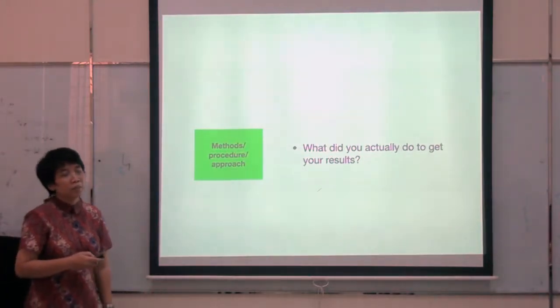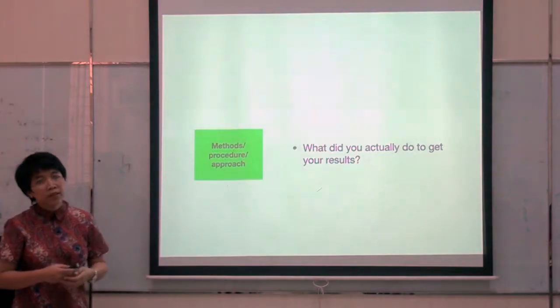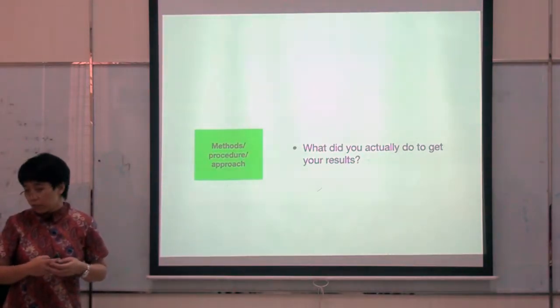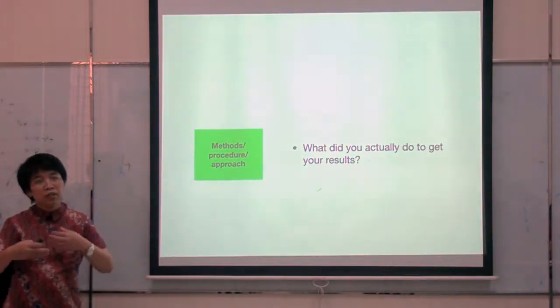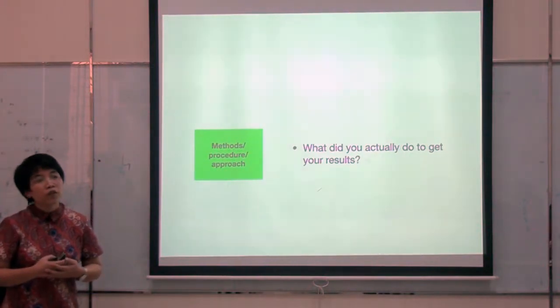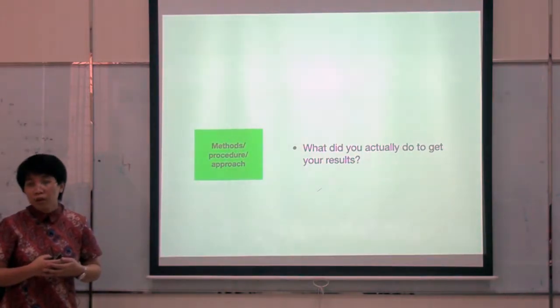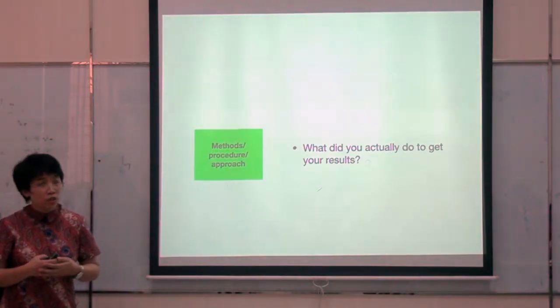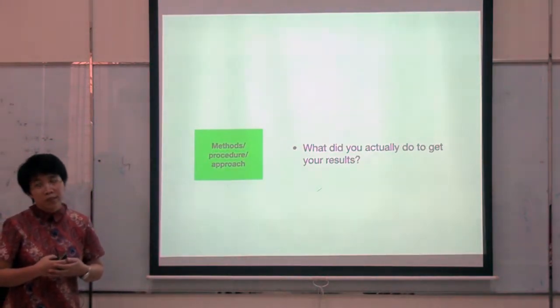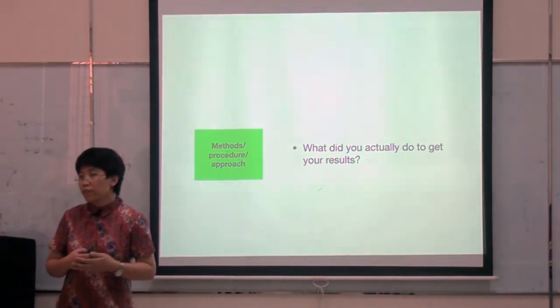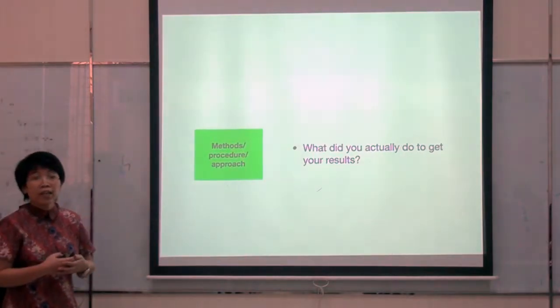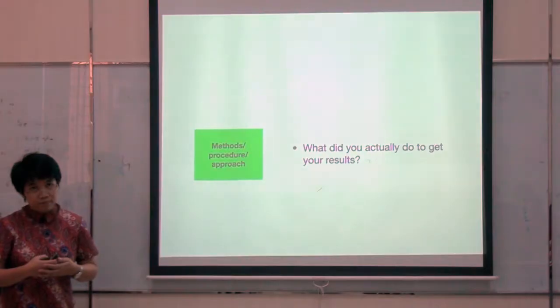The second one, the methods component. The methods represent the procedures that we had taken in conducting the research. So in the methods, we describe, for instance, what the data collection strategy was, what the sampling was, how many participants we selected for our study, and what kind of data analysis we had conducted. That's the method section.